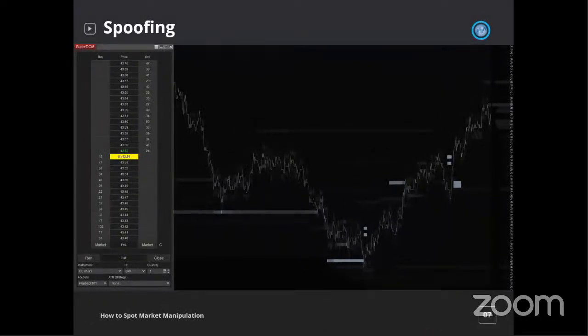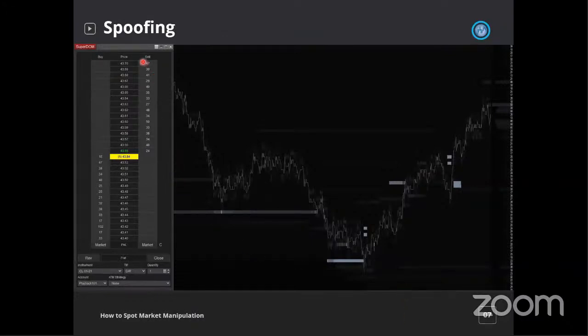Now, the next thing we want to get to is spoofing. This is our first manipulation practice we're going to talk about. And to get into this, I first have to outline what we're looking at here. We have, again, the depth of market screen on the left, but now we have a heat map on the right as well. They're showing us both the same information, except on the right, it's much, much easier to see what's going on because now we have historical information.